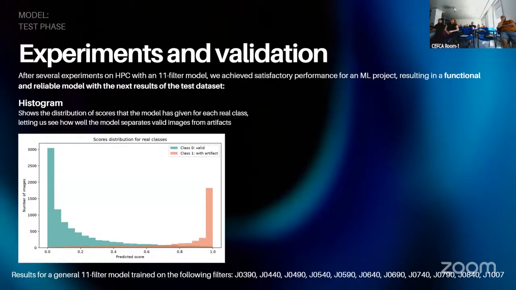Okay, and we have to check the model's performance. So basically, we rely on two plots. The first of them is a histogram. And the first thing we see here is that there are 2 groups, the green one and the red one. The color tells us the real information of each image, the real level of the image. But the histogram shows us the distribution of the scores that the model has given.